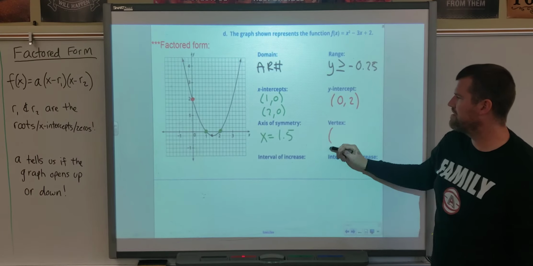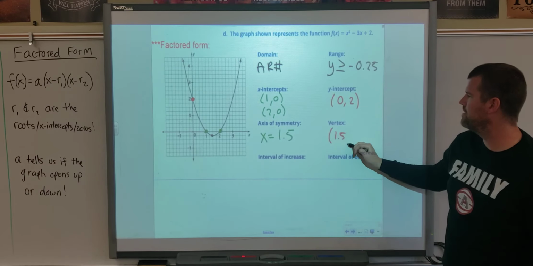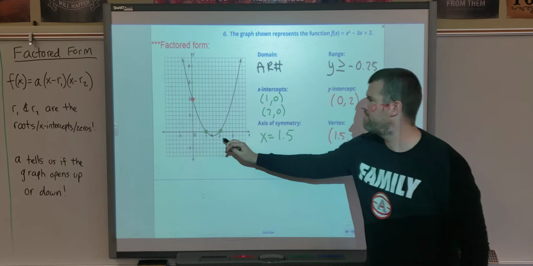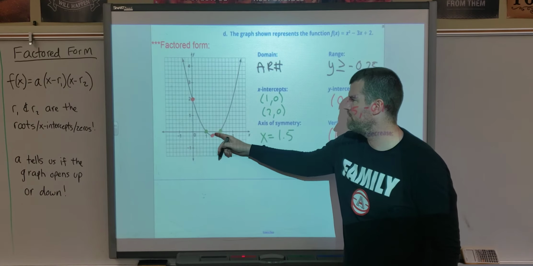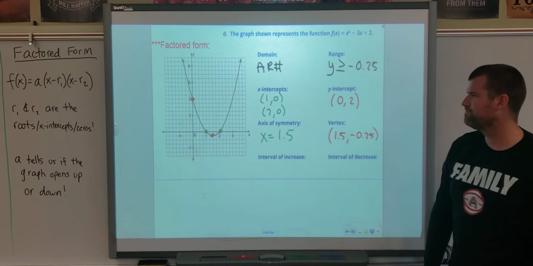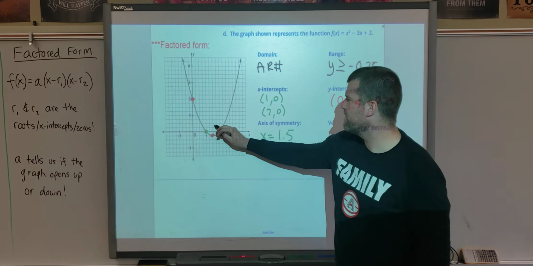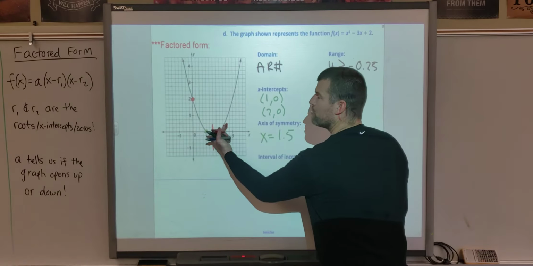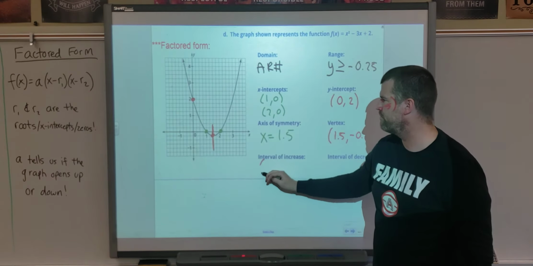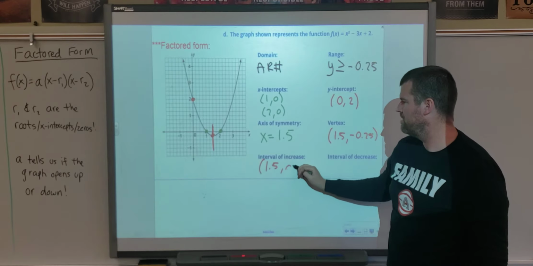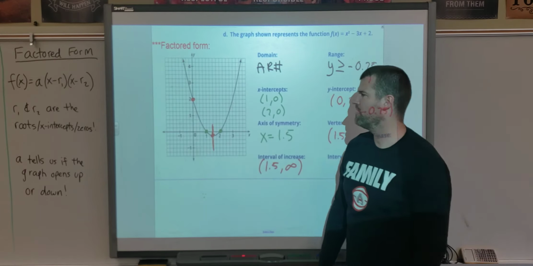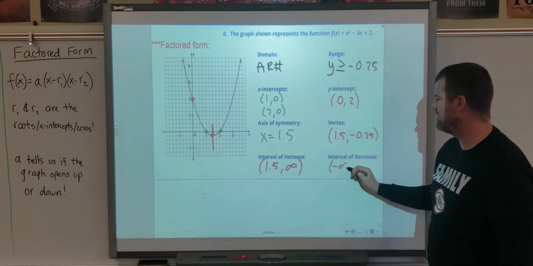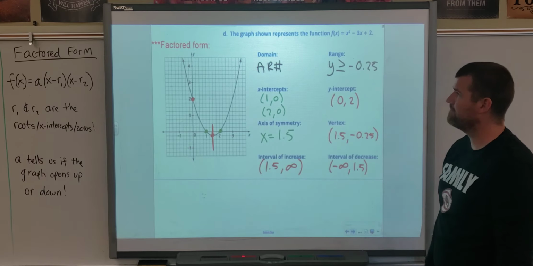The vertex is always the x of our axis of symmetry and the value from our range. Or you can just look at the graph. That point right there is 1.5 and negative 0.25. Interval of increase. Well, if I go to my axis of symmetry, which side of that is the graph increasing on? It's increasing to the right of it. So we're increasing from our axis of symmetry until forever, which means the half of the graph that decreased was the first half of the graph. So from negative infinity until 1.5.